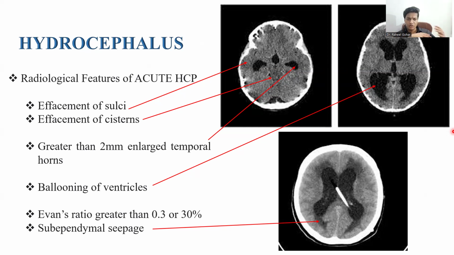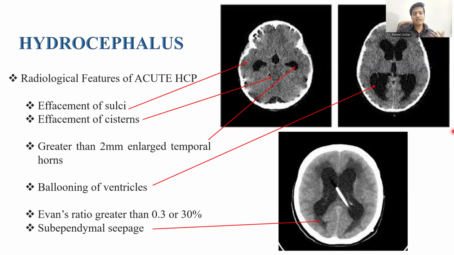What do we want to do? Do we want to do the shunt? Do we want to do endoscopic third ventriculostomy or any other option? But when it comes to acute hydrocephalus, we have to treat it emergently, because if we don't treat it emergently, the patient can die as well.